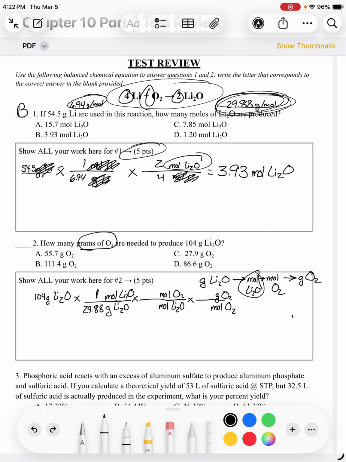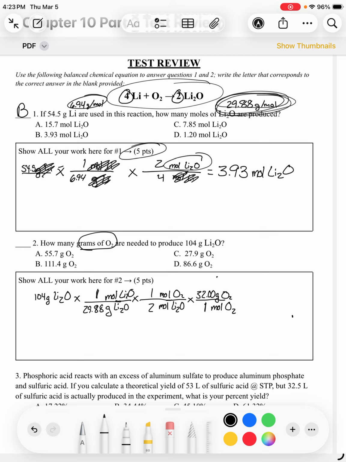The number beside oxygen is 1, and our number beside lithium oxide is 2. Now we're back to a mole to gram conversion. What number goes beside moles? 1. How many grams are there in the molar mass of oxygen gas? Well, oxygen's atomic mass is 16, and since there's 2 of them, 16 times 2 is 32.00 grams. We have our setup. Let's go ahead and calculate.